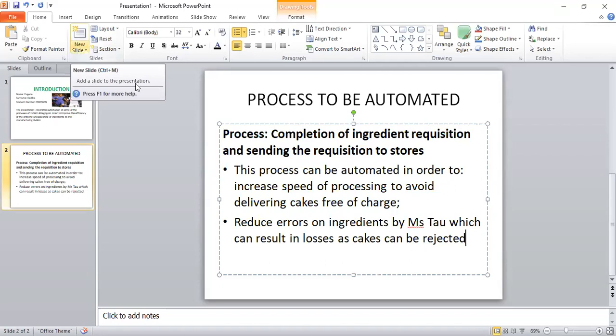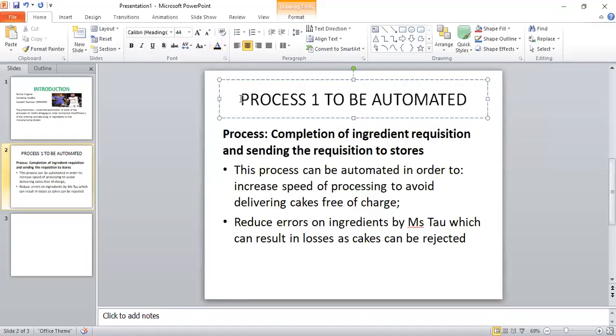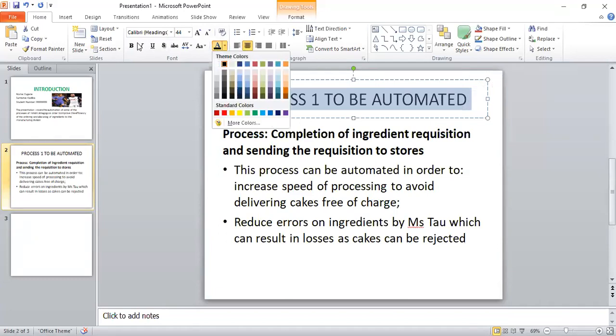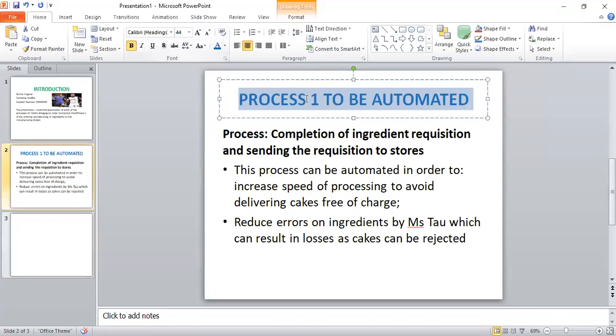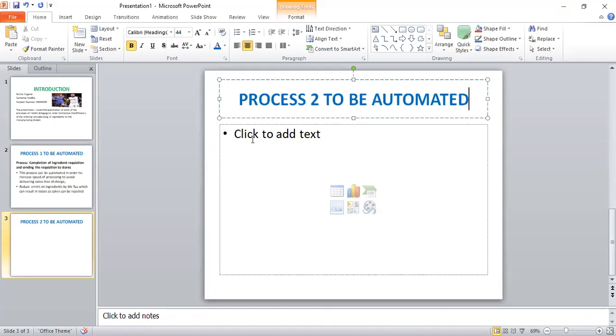I'll go for the new slide, depending on what you want to present. Maybe this one I can say process 1 to be automated. I can just change the color, make it bold since it's a heading. Then I will come here and have process 2. So when you do yours, you don't just have to follow what I've been doing. It should just be a guide. Then I'll have my process.